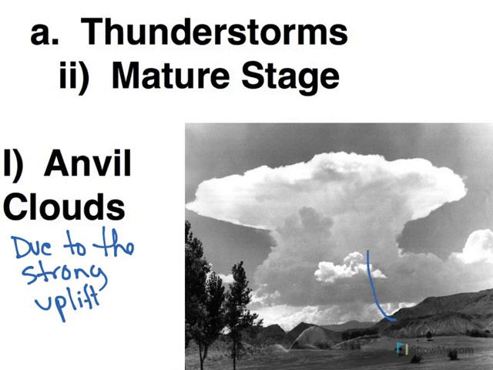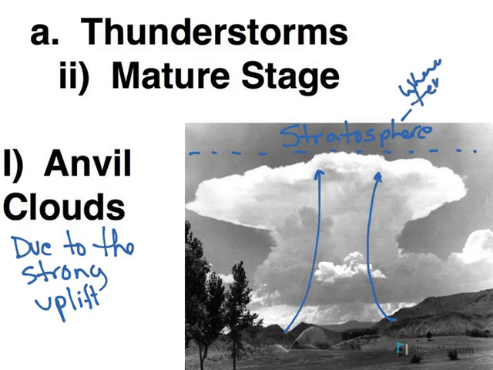So you've got the air rising, and it's rising so high that it's actually hitting the stratosphere. Now recall, the stratosphere is where the temperature rises with altitude. So down here we are in the troposphere, and so it's getting colder. So our temperature drops with altitude.